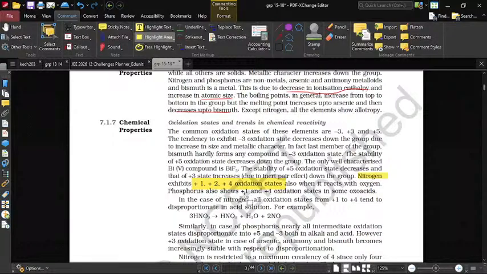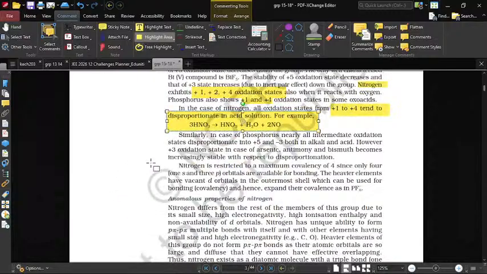Phosphorus also shows +1 and +4 oxidation states in some oxo acids. In the case of nitrogen, all oxidation states from +1 to +4 tend to disproportionate in acidic solution. For example, ... Similarly, in the case of phosphorus, nearly all intermediate states disproportionate into +5 and -3, both in alkali and acids.